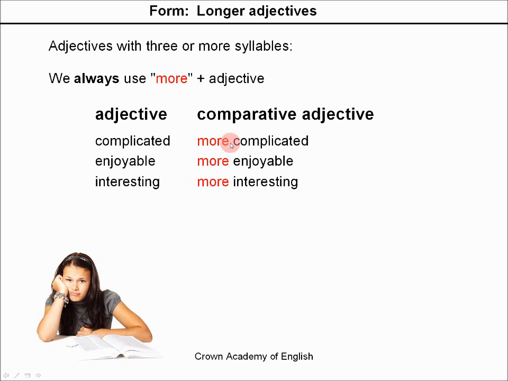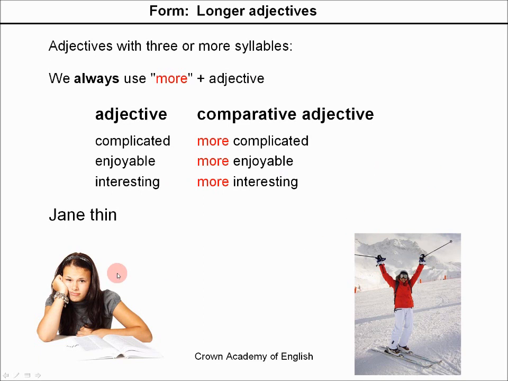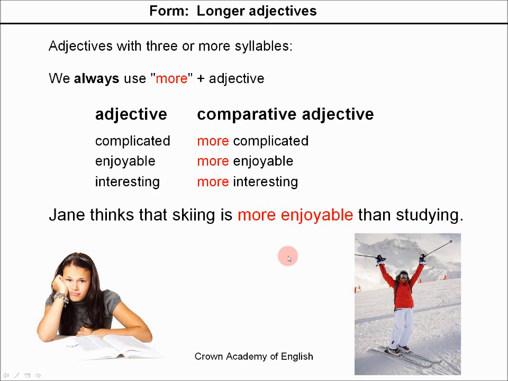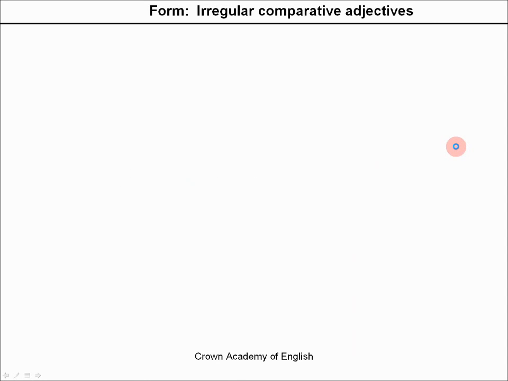Okay, so sometimes it is very logical. Jane thinks that skiing is more enjoyable than studying. More enjoyable. And irregular comparative adjectives. So there are some comparative adjectives which are irregular. They do not follow any rules at all.